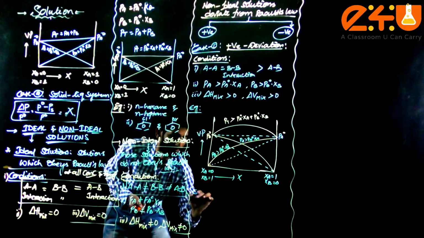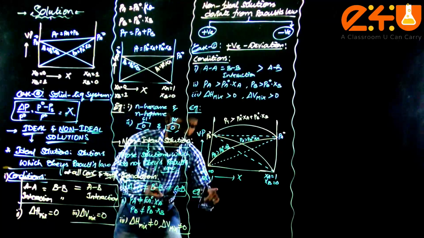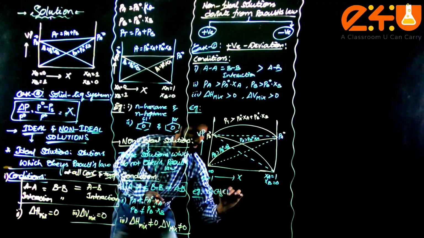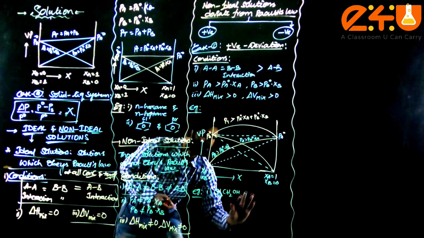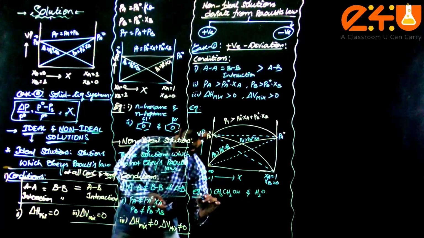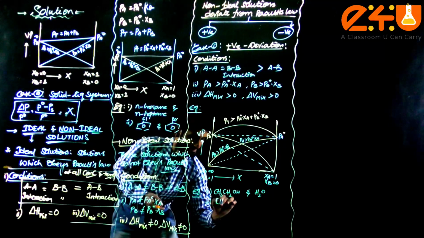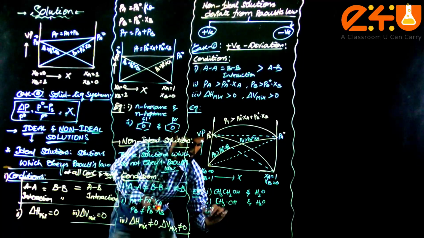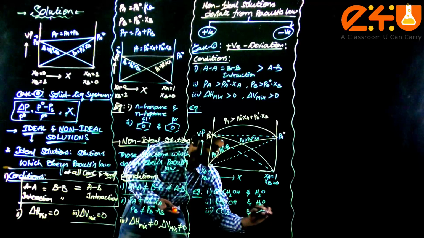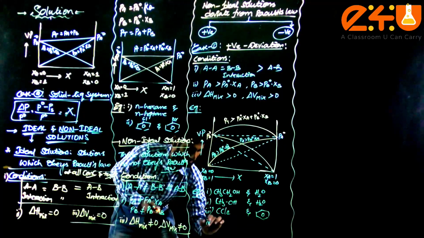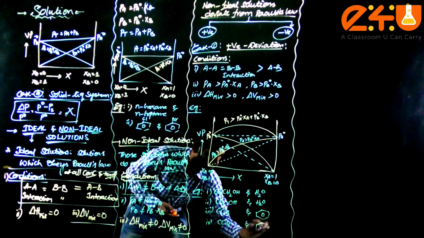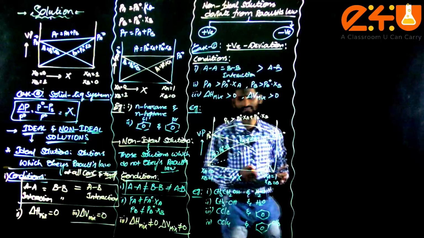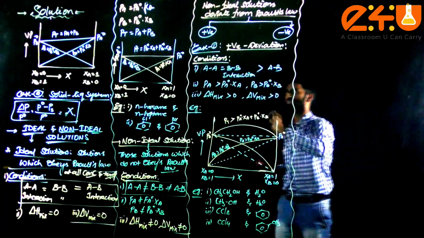Next, what are the examples of positive deviation? Example: alcohol, ethanol and water. Next, methanol, CH3OH, and water. Next, CCl4 and benzene, and CCl4 and toluene. You can also take CCl4 and chloroform. These are the examples for positive deviation, that is case 1.